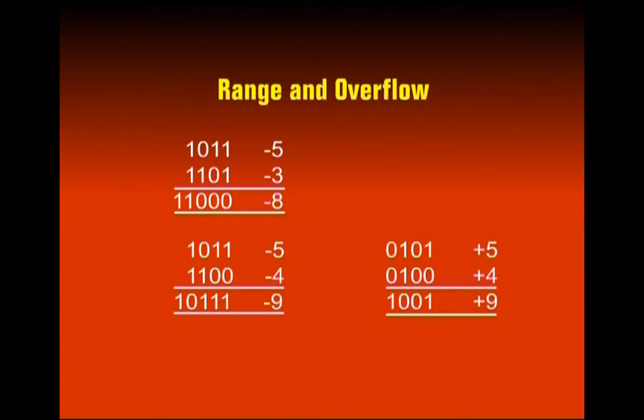Consider another example. Let's add positive 5 and positive 4. The answer is 9. Now, the 2's complement representation of 9 gives you 1, 0, 0, 1.